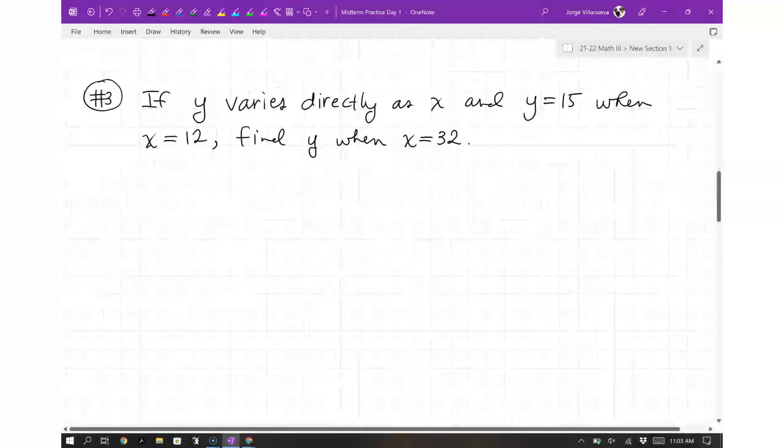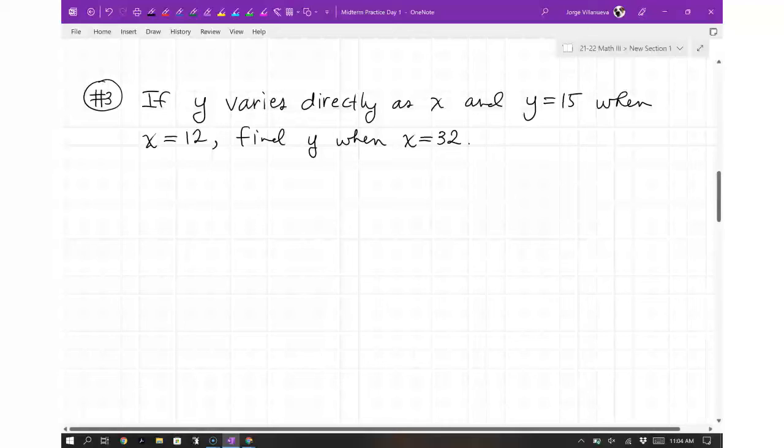All right, number 3 says if y varies directly as x, and y equals 15 when x equals 12, find y when x equals 32. These are easy problems.